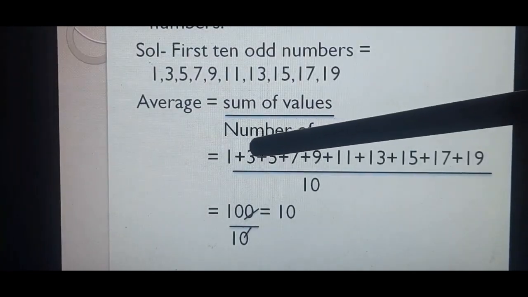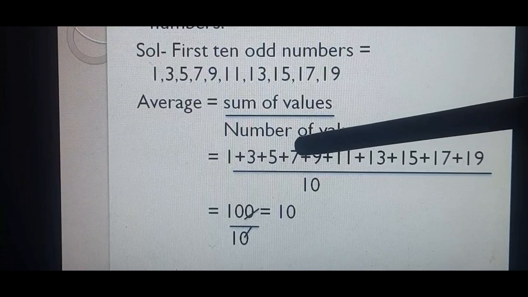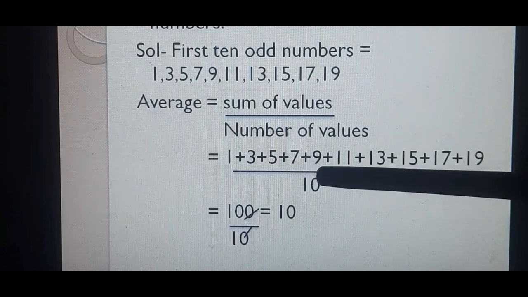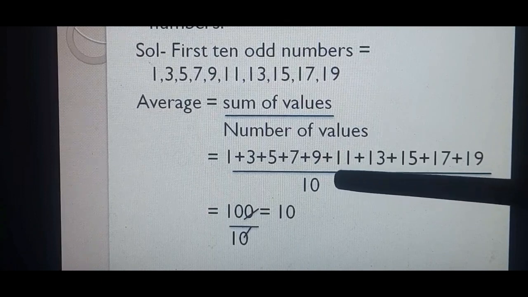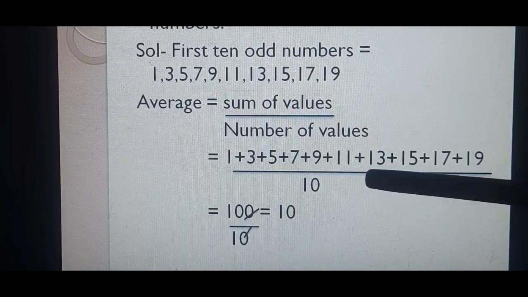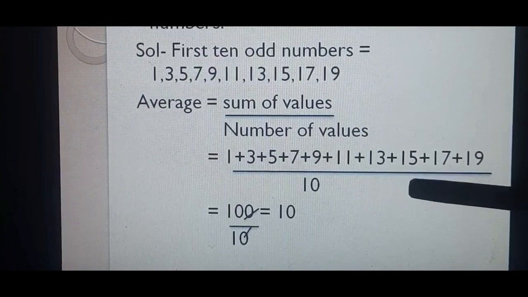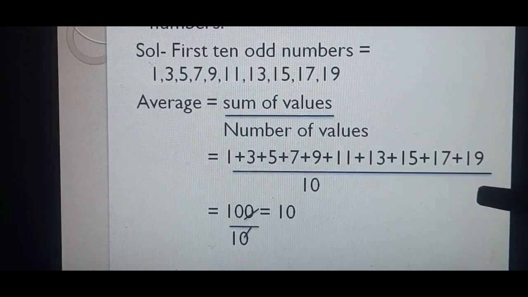So now we will add 1 plus 3, 4, 4 plus 5, 9, 9 plus 7, 16, 16 plus 9, 25, 25 plus 11, you can count on your fingers, 36, 36 plus 13, 49, are you counting with me? You have to do counting. 49 plus 15, 64, 64 plus 17, 81, 81 plus 19, 100.